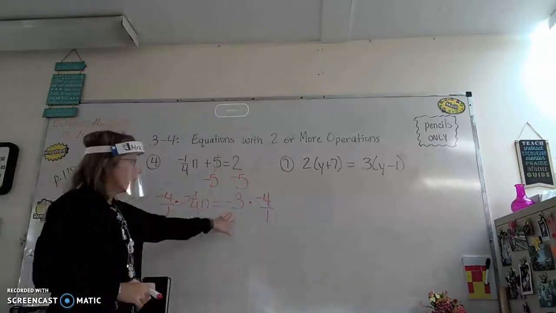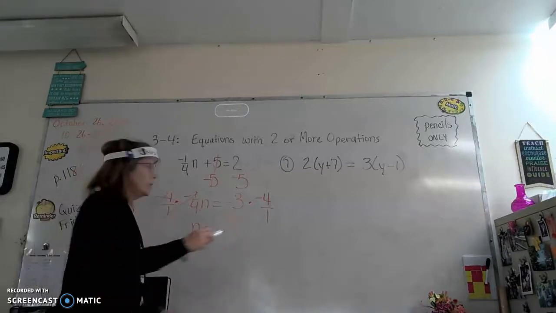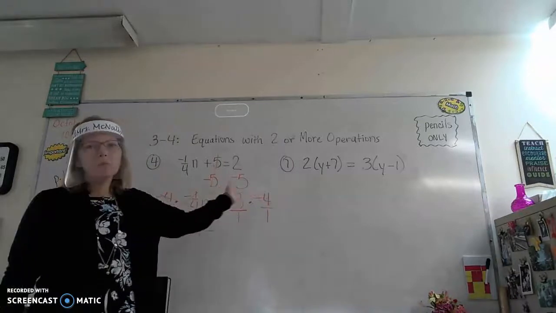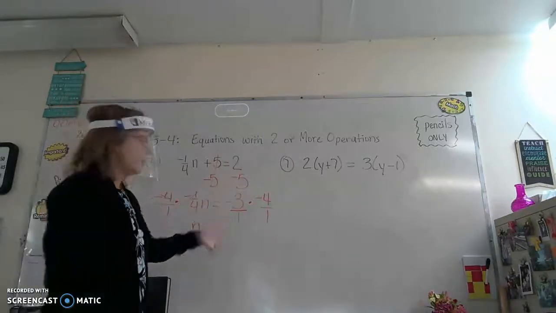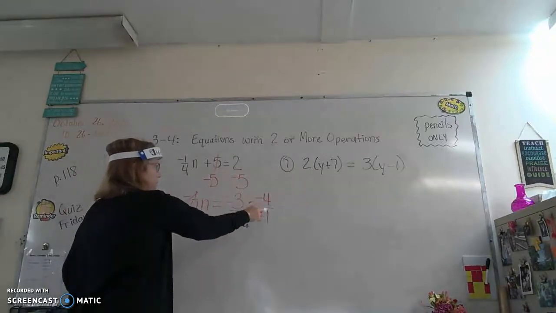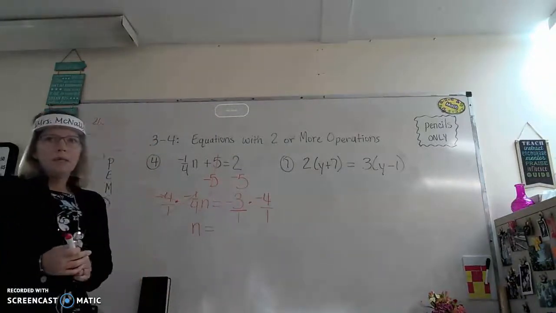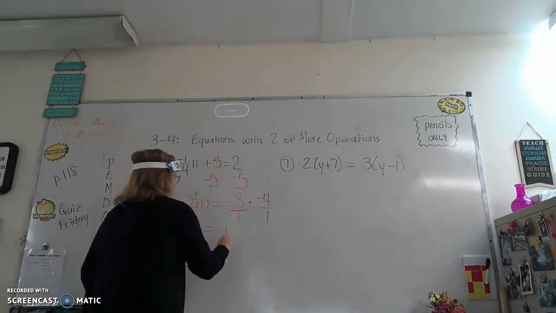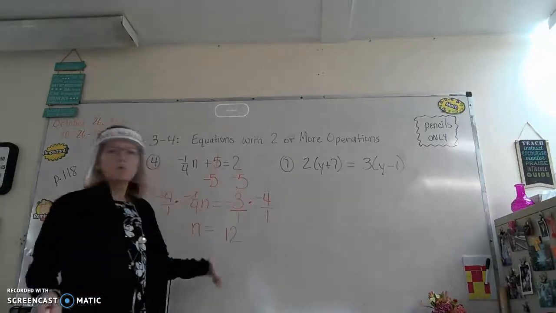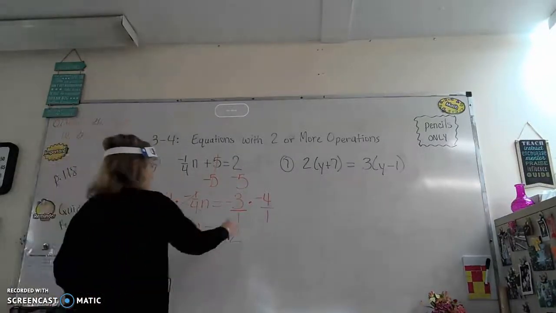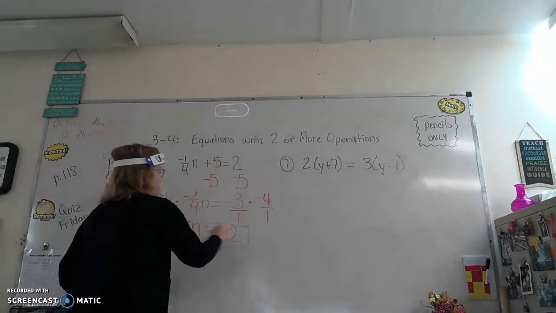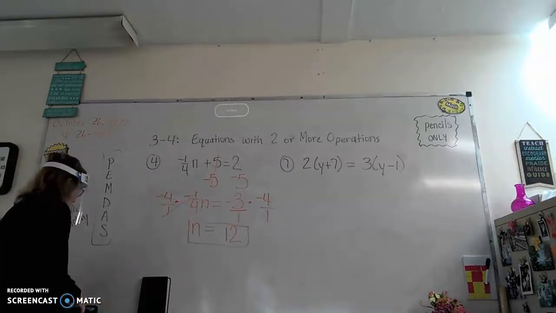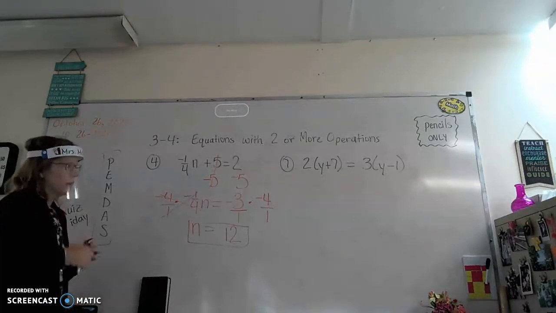And remember, on our whole number, we always have an invisible what? 1 sitting underneath. So when we multiply fractions, we multiply top numbers together and multiply bottom numbers together. So negative 3 times negative 4 is positive 12. Two negatives cancel each other out. And then 1 times 1 is 1. I don't even have to write the 1. When there's a 1 on the bottom, you can just leave it off. So n equals 12. Now I want to plug it back in and see if it's correct.